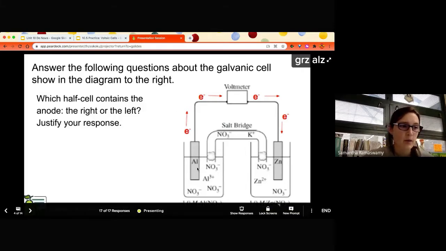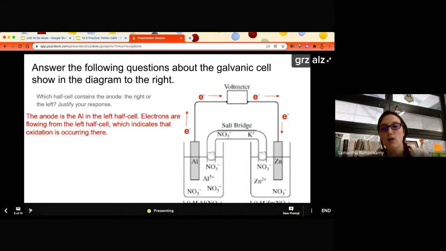I know I see some people are talking about NO3 minus going somewhere or K plus going somewhere. Just use the electrons. The electrons flow from the anode to the cathode. Therefore, the left half cell must be the anode.